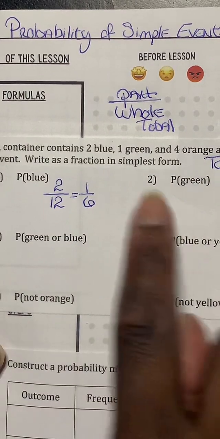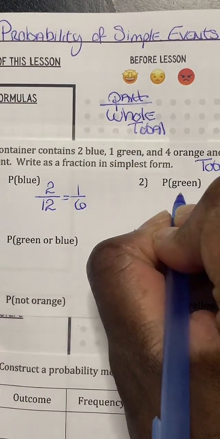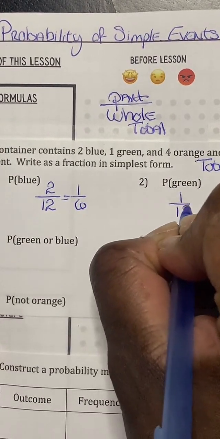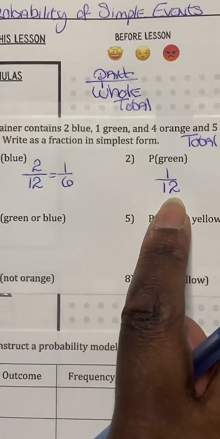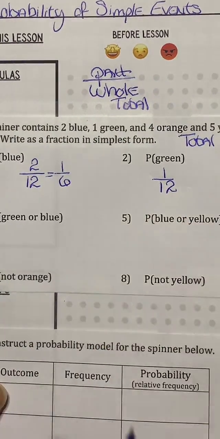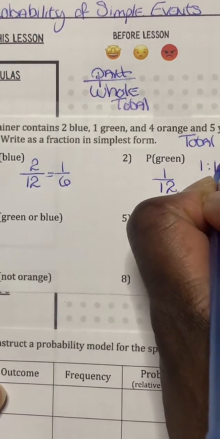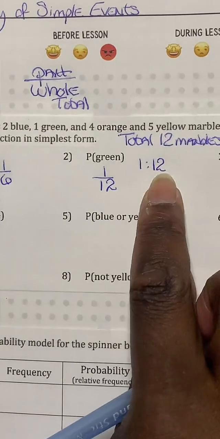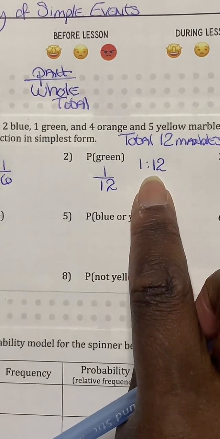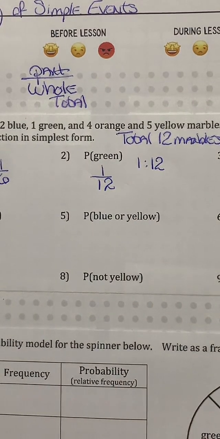Now, looking at the green. There is 1 green marble, so we got 1 out of 12. You can write your proportions as a fraction. I know some people write their proportions with the colon, meaning 1 out of 12. That's also acceptable. All right? Well, thanks for coming in and thanks for the love, everyone.